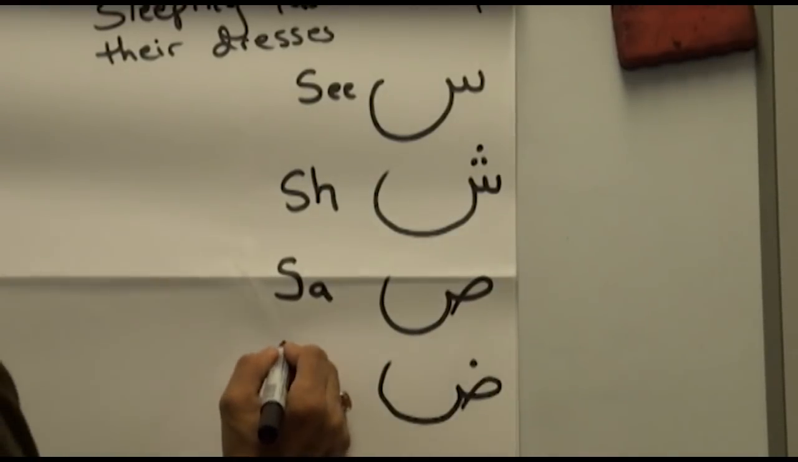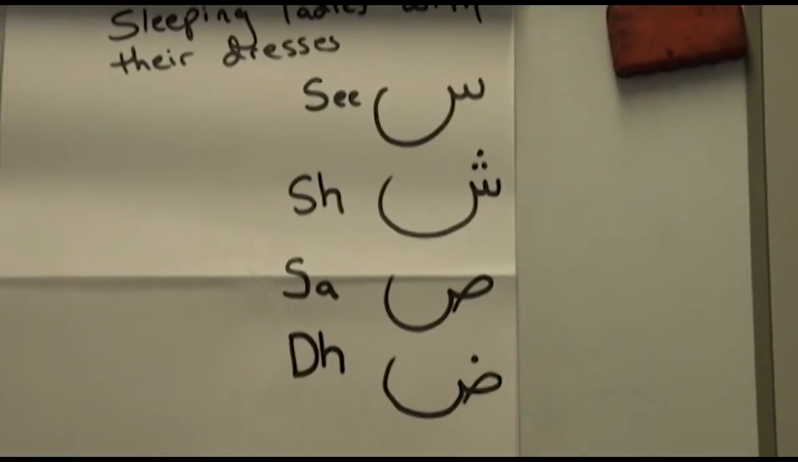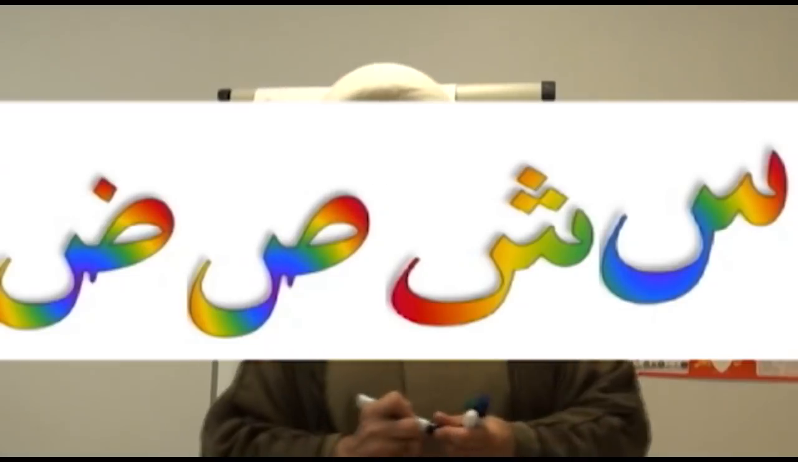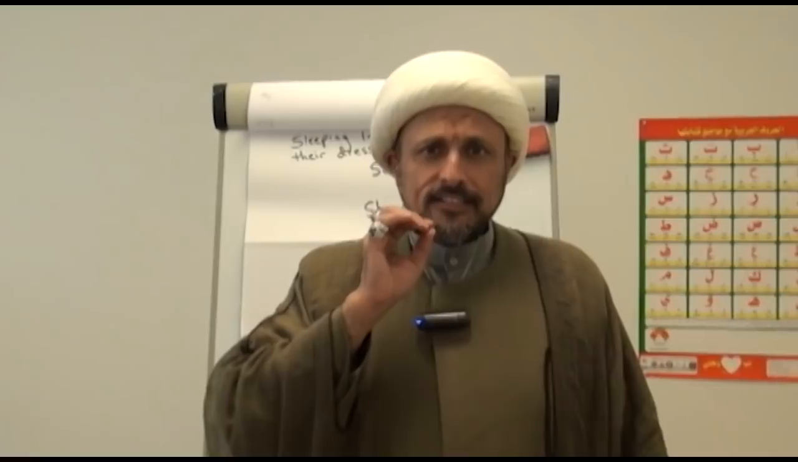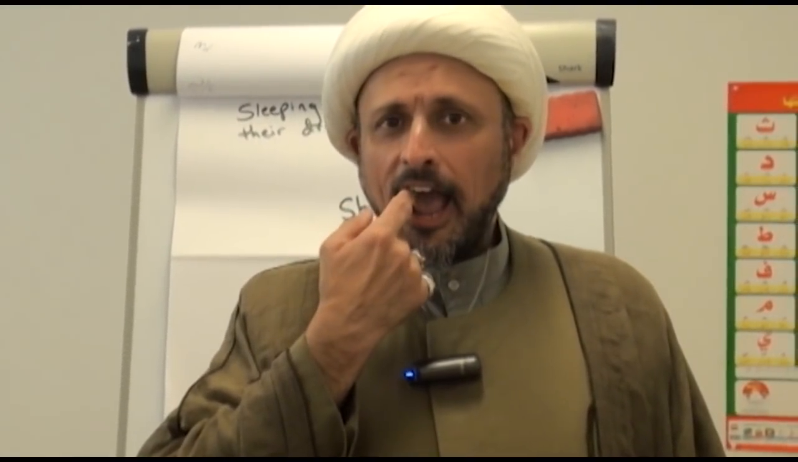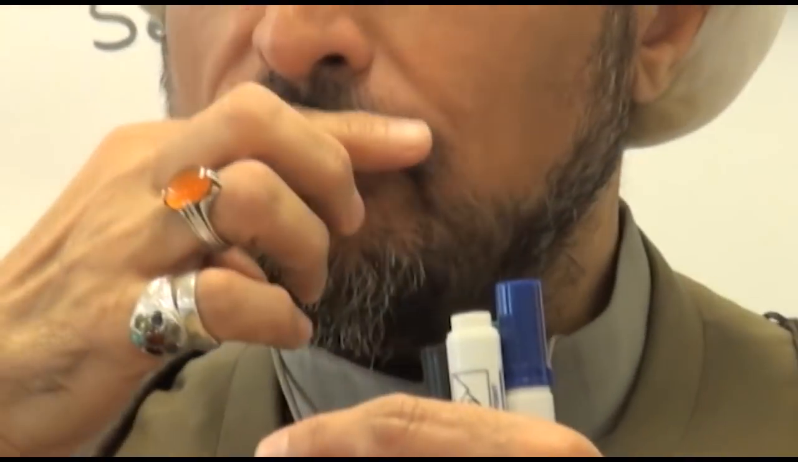Then we have this one, which is also one of those letters which are easy, but people have a difficult time pronouncing it. And this is like the closest we can go. It's called dod, da, da, dod. Now look at how I'm going to give you. There are two ways Arabs pronounce dod. One is your tongue hits the right side of the edge between your front teeth and your molars. So it's like in that corner.